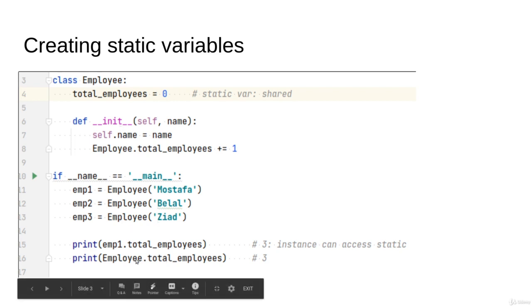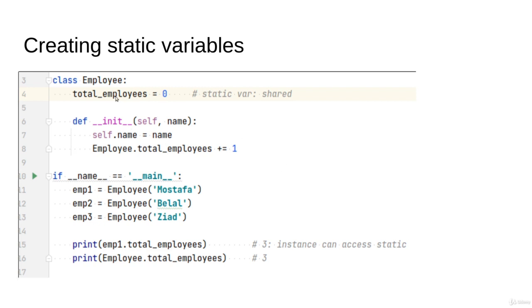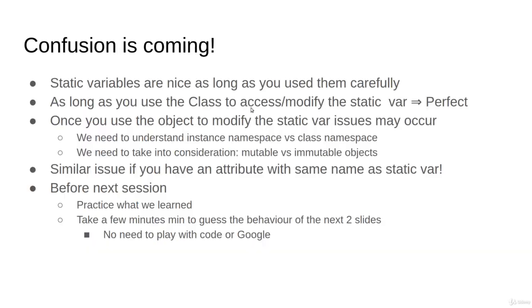If you try to print the total employees variable, either using the object or the class itself, it is going to show 3. Please make sure that you understand now how this variable is an attribute in the class. It is a class level, not an object level. And every change from any of these objects is making a change in this variable here. So that's what we mean by a static or a shared variable.